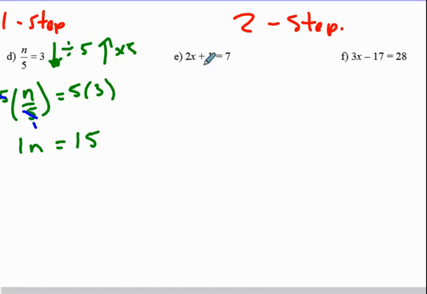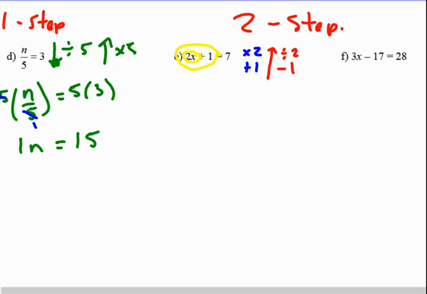Next, here we have a 2-step problem. So I like to look at these as having layers. Always think what's the closest thing happening to the x? What's the next closest thing happening to the x? And so do that first. So it's being multiplied by 2 and then added by 1. So my inverse operations are, first I want to subtract 1 and then divide by 2. So let's do that in those steps.